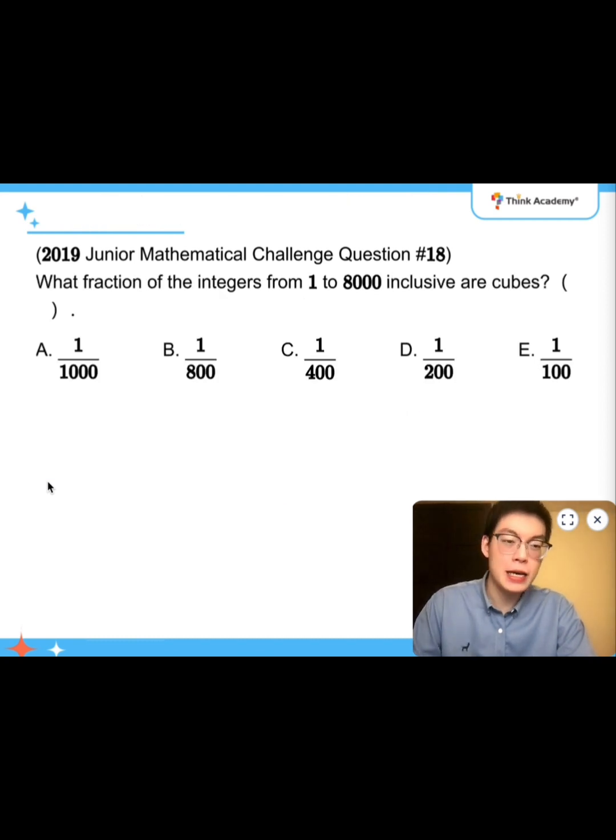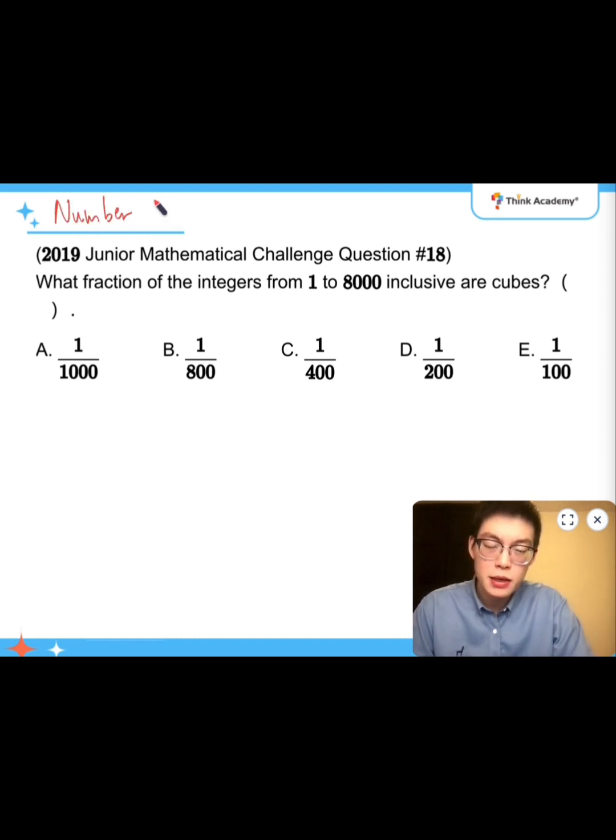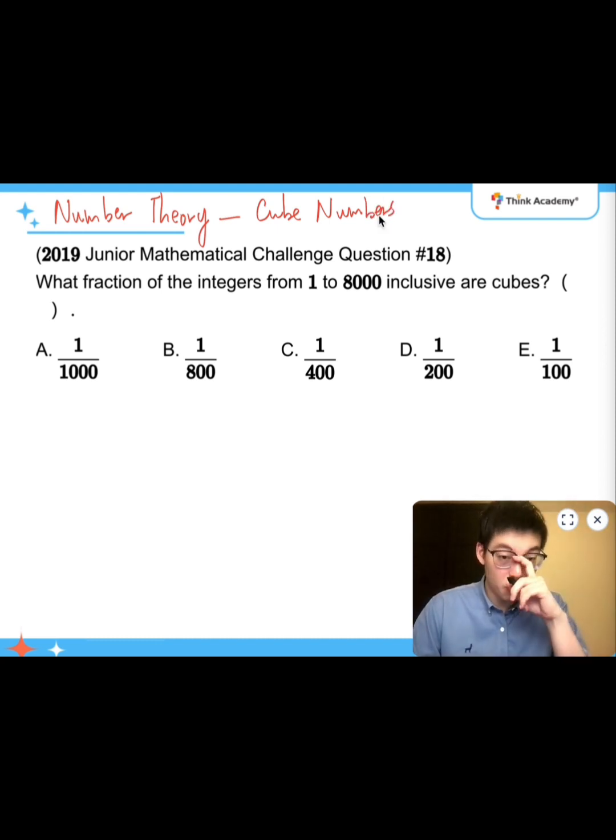And then question number 18. So it's another number theory question, and I would say this one is kind of easier. It's on cube numbers. It is asking you what fraction of the integers from 1 to 8,000 inclusive are cubes.